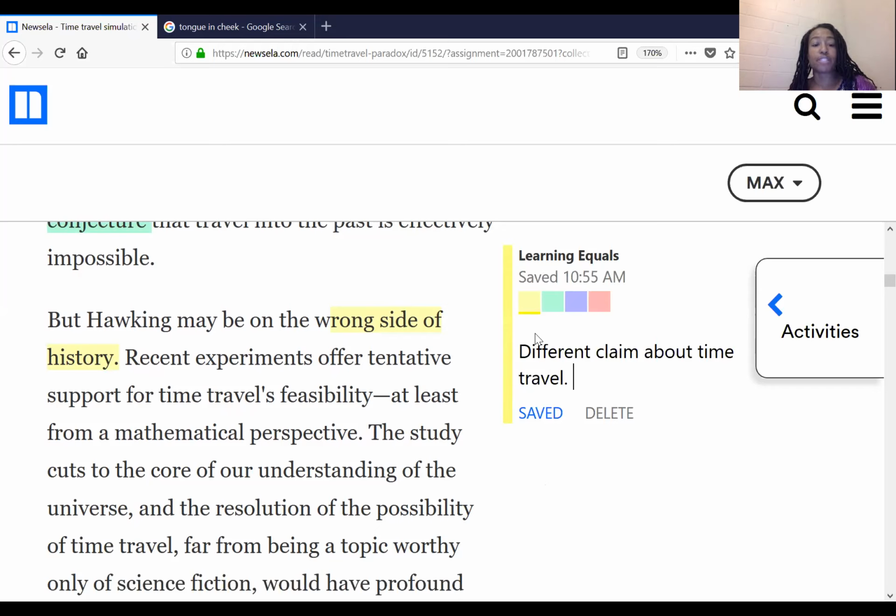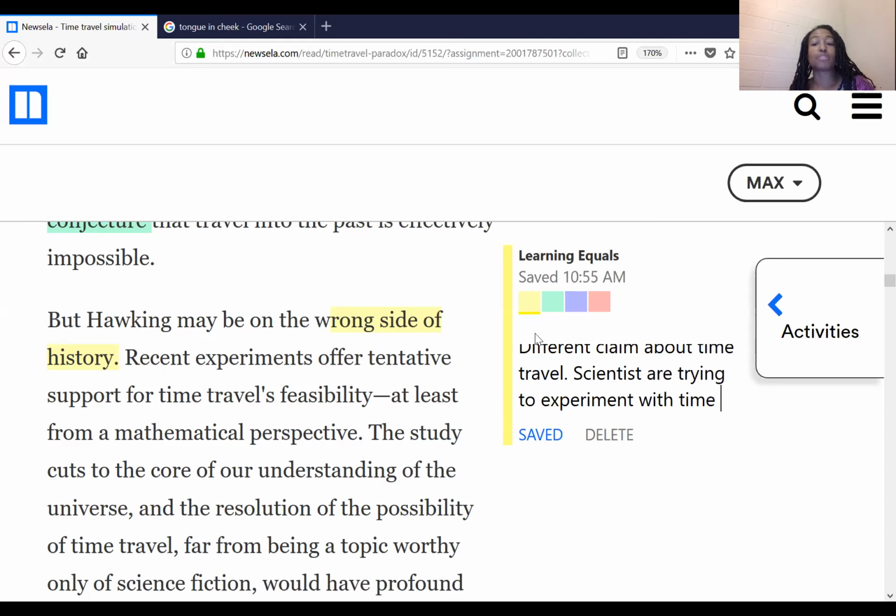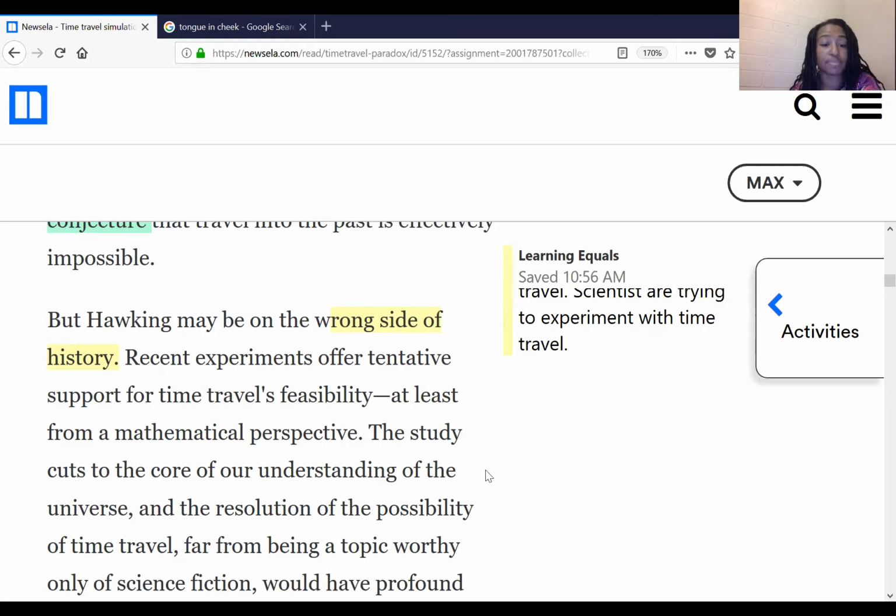Recent experiments offer tentative support for time travel's feasibility. So some scientists are trying to experiment with time travel. I wonder how many grants they can give for that, at least from a mathematical perspective.